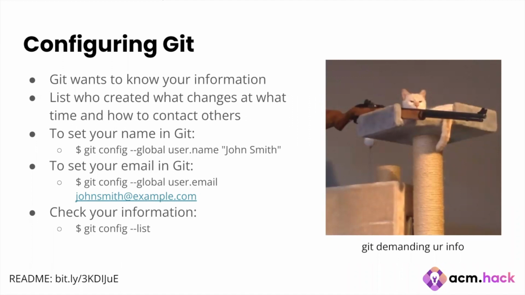So to set your name in Git, you would use the command listed below, git config --global user.name. Here I have John Smith, but you will want to use whatever your name is. And to set your email in Git, you would do git config --global user.email with whatever email you want it to be. And then afterwards, you'll check your information. You can check your information by going git config --list.